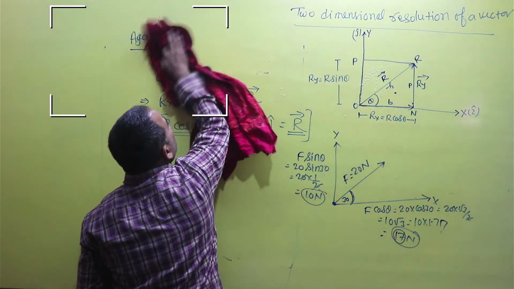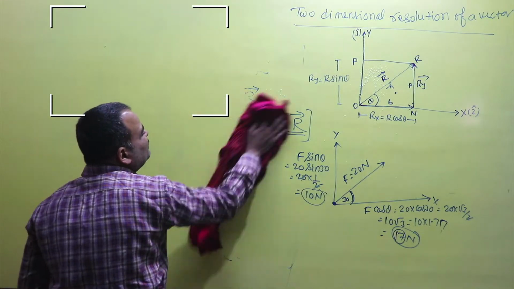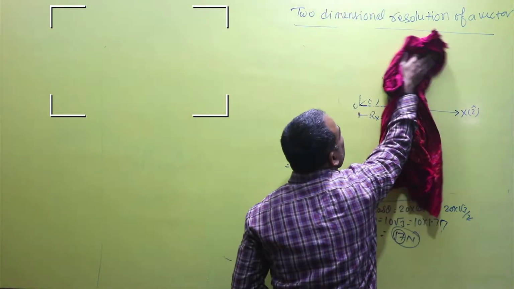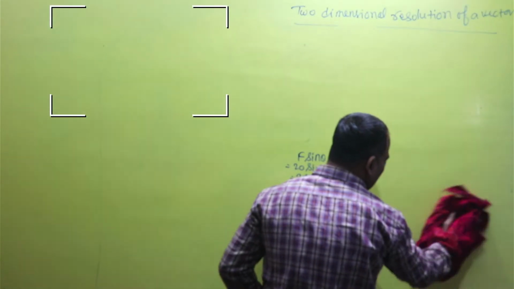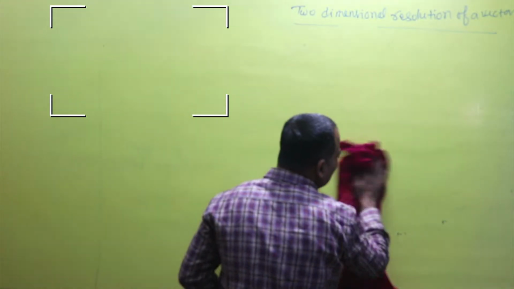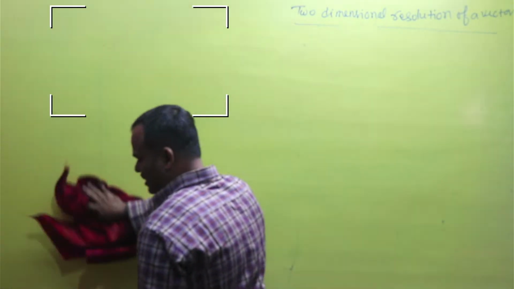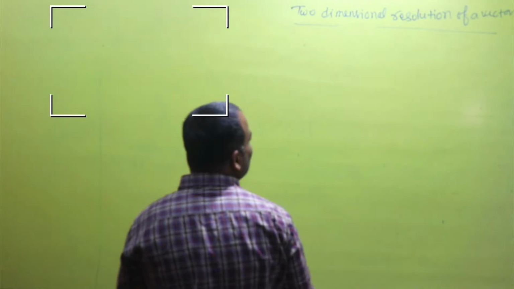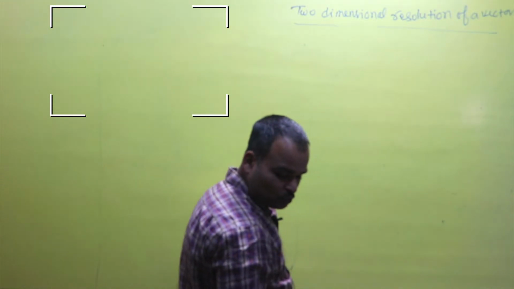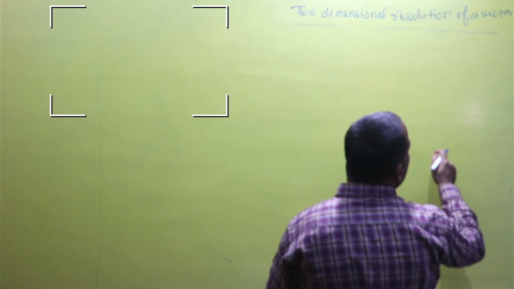Force of magnitude 10 newton along the y-axis simultaneously at an object, then the object will move by the force of 20 newton at an angle of 30 degree. So there are a lot. Now we will learn how we can divide a vector into two parts when given at different angles and different directions.